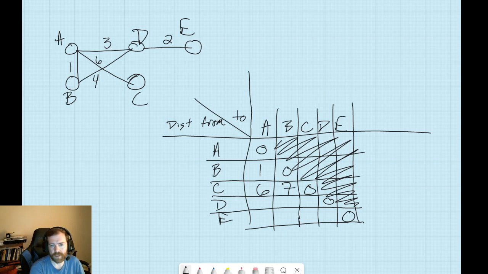To get from D to A, that's direct, so it's 3. D to B is a single move, is 4. D to C has to be 2 moves. So we have options here, but there's only one that actually makes any sense. It's going to be from going from D to A to C.